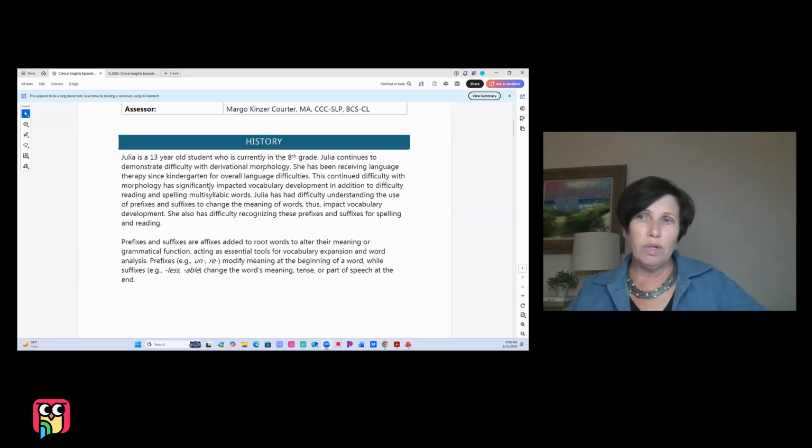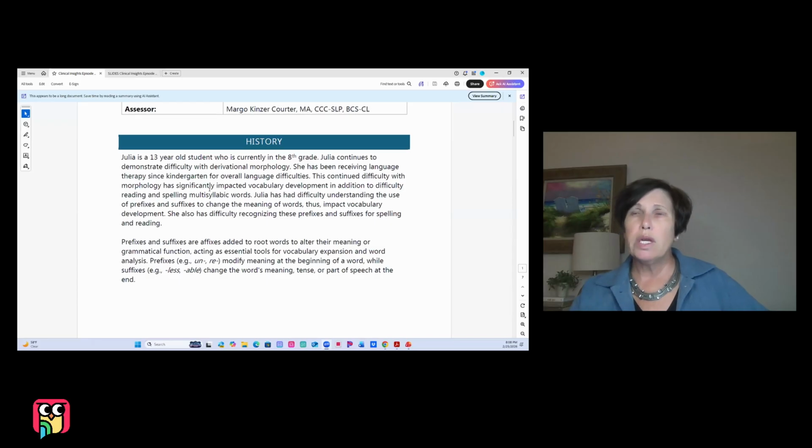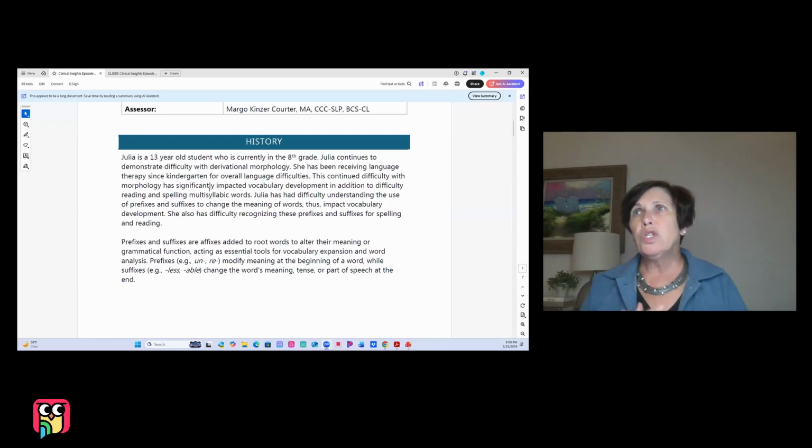She began receiving language therapy in kindergarten for an overall language delay. She does now have a diagnosis of developmental language disorder. What happened about moving into middle school is she was reassessed and language skills came up into that average range. She had some other physical issues, some attention deficit, some other things going on, and she was reclassified at that point. School-based language therapy stopped.